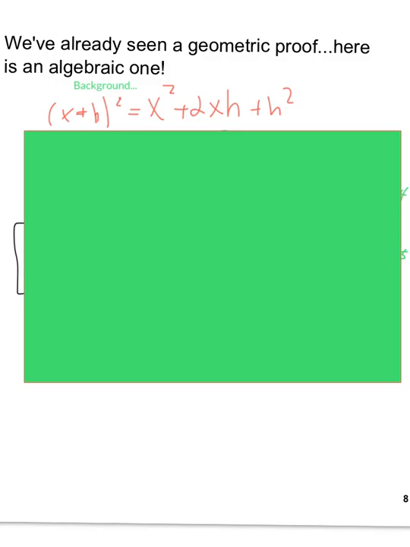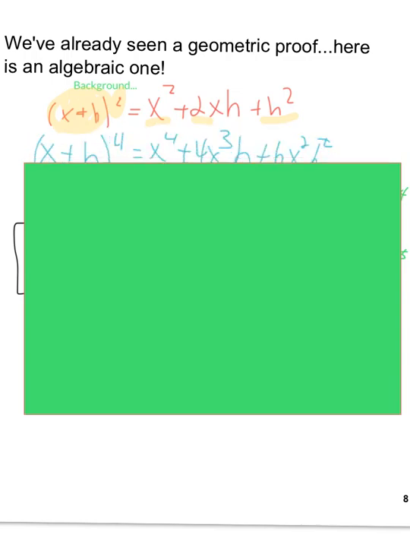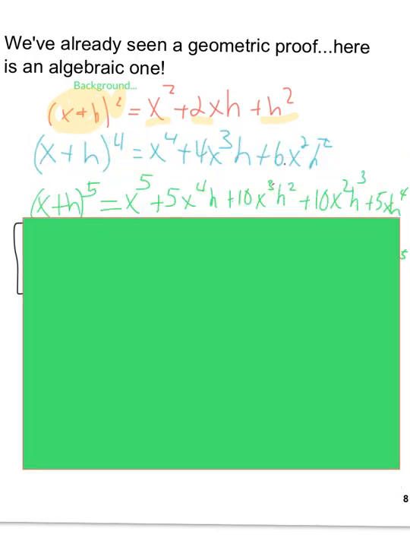So if we have x plus h, that's our binomial. We're going to raise it to some power. So like here, x plus h squared would be x squared plus 2xh plus h squared. We all know that one. Just a few more examples that I have prepared so we can see the pattern. We're looking at the pattern in the coefficients of our variables.